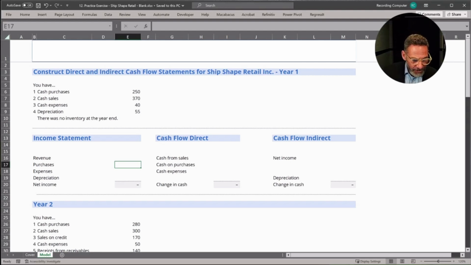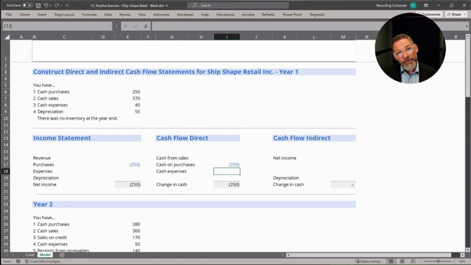Okay, so let's actually start with cash purchases. We bought cash purchases, which is an expense, as a negative number. That's a cash outflow, so that's a negative number. Our net income matches our change in cash.